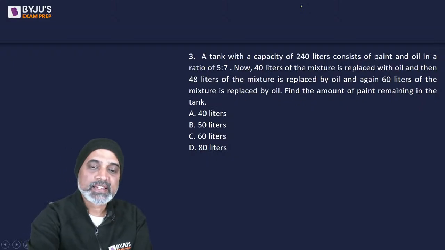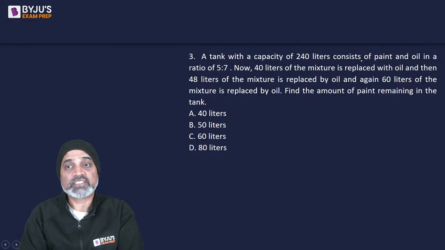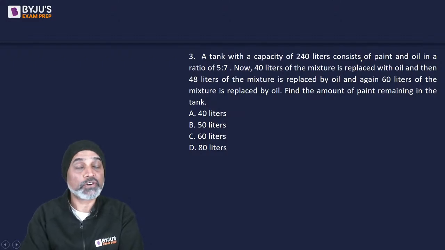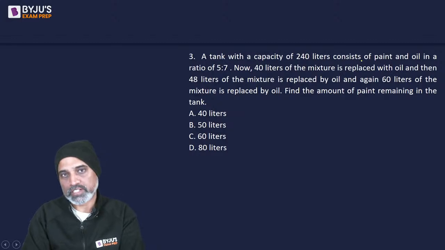Okay. Next, a tank with a capacity of 240 liters consists of paint and oil in the ratio 5:7. So similar language, similar constituents, but the ratio and the question is a little different from the first.